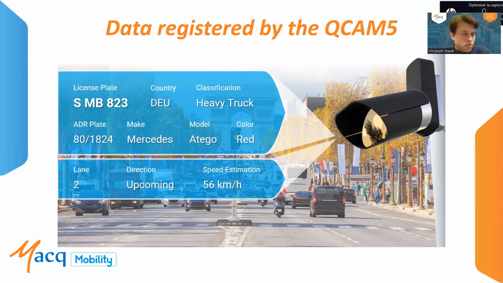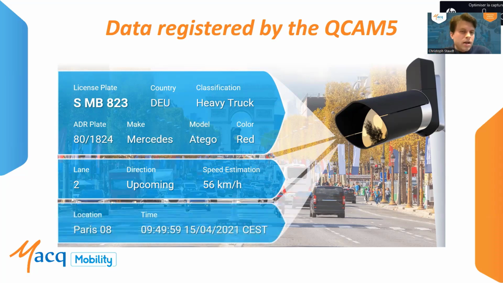Then more or less usual, of course, on which lane this specific car drives, in which direction. And what is not usual is that we can estimate the speed based on image analysis. But this I will go through in a separate slide in more detail. And of course, a highly accurate timestamp, which is very, very important when it comes to average speed, especially.